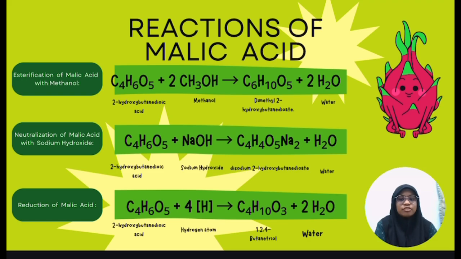Lastly is the reduction of malic acid into an alcohol. 2-hydroxybutanedioic acid will be reduced by a strong reducing agent such as LiAlH4, which is lithium aluminum hydride, in the presence of water to form 1,2,4-butanetriol and 2 molecules of water.